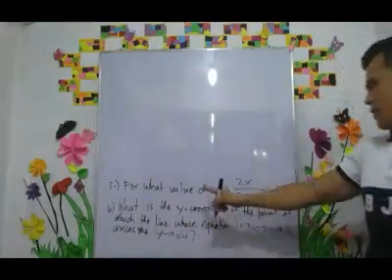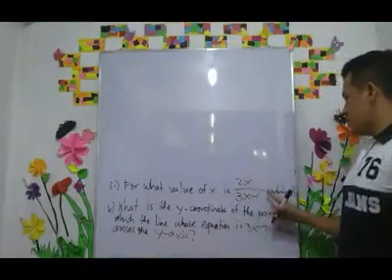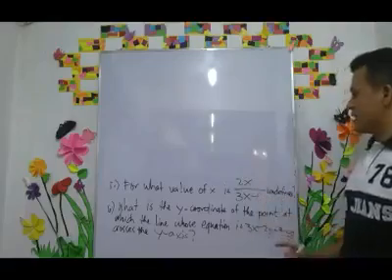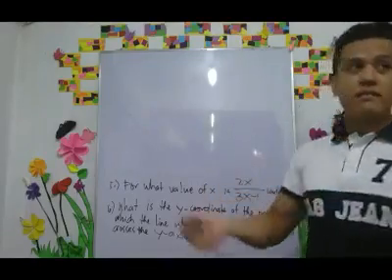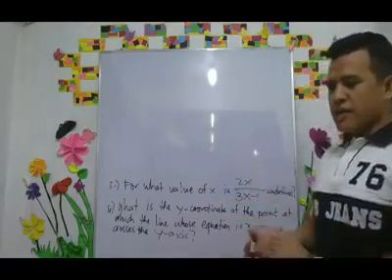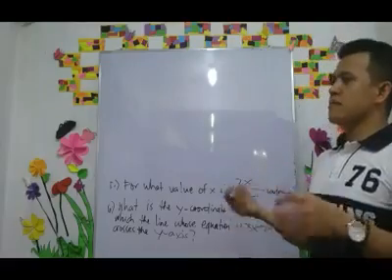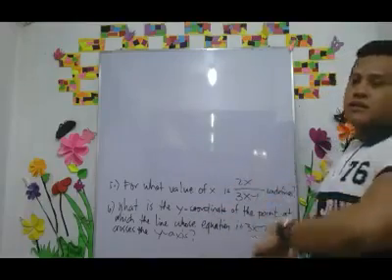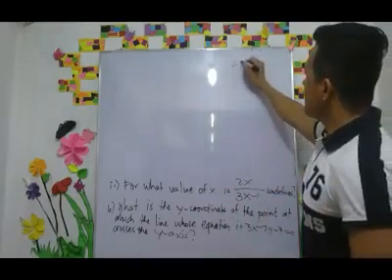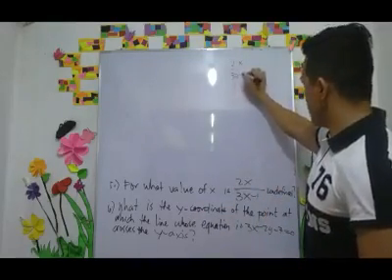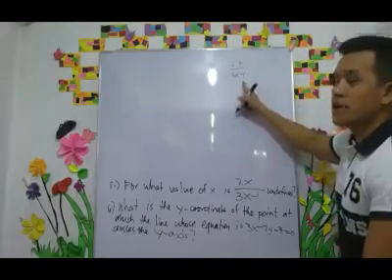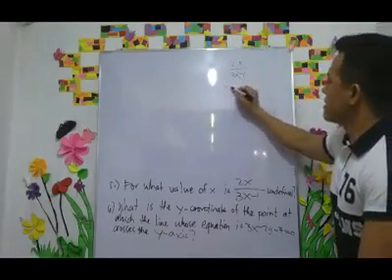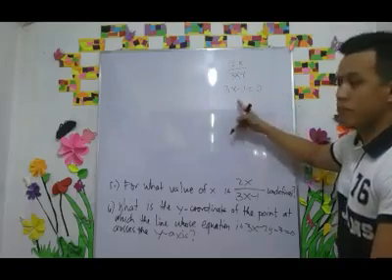For what value of x is 2x over 3x minus 1 undefined? In this case, when I say undefined, fractions or division become undefined if and only if the divisor or the denominator is 0. So here, 2x over 3x minus 1. You always have to equate the denominator to 0. So we have here 3x minus 1 is equal to 0, and solve for x.